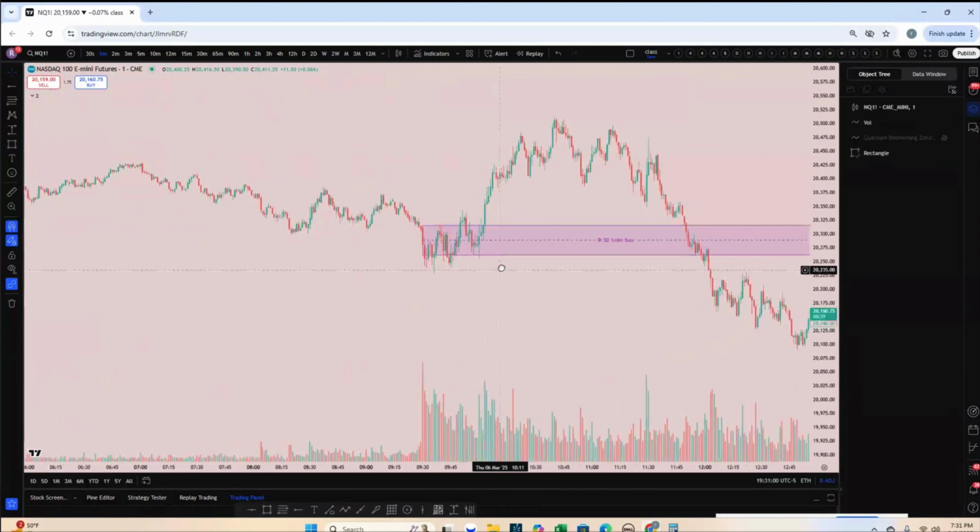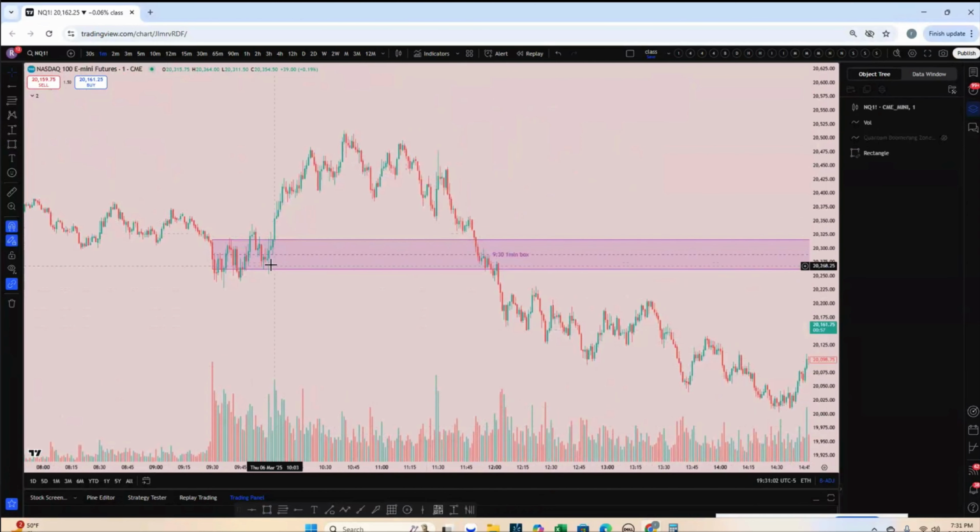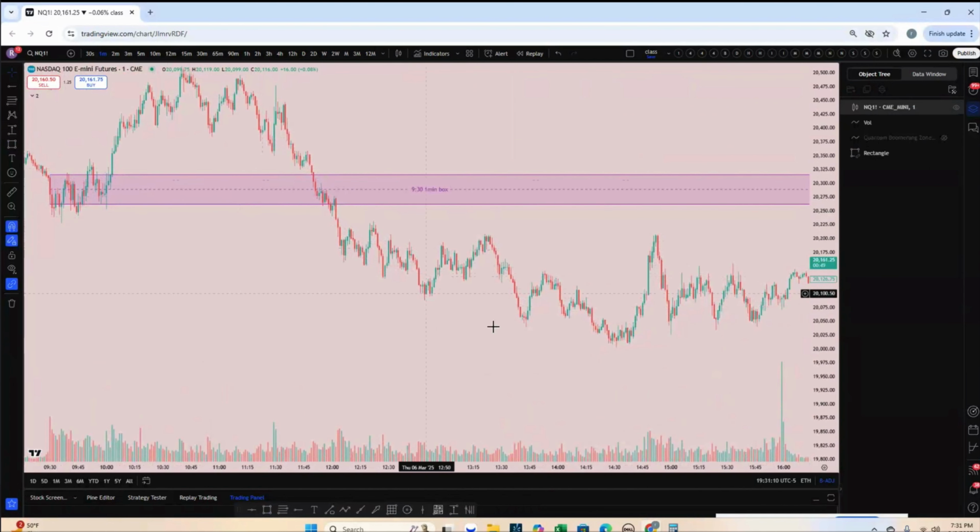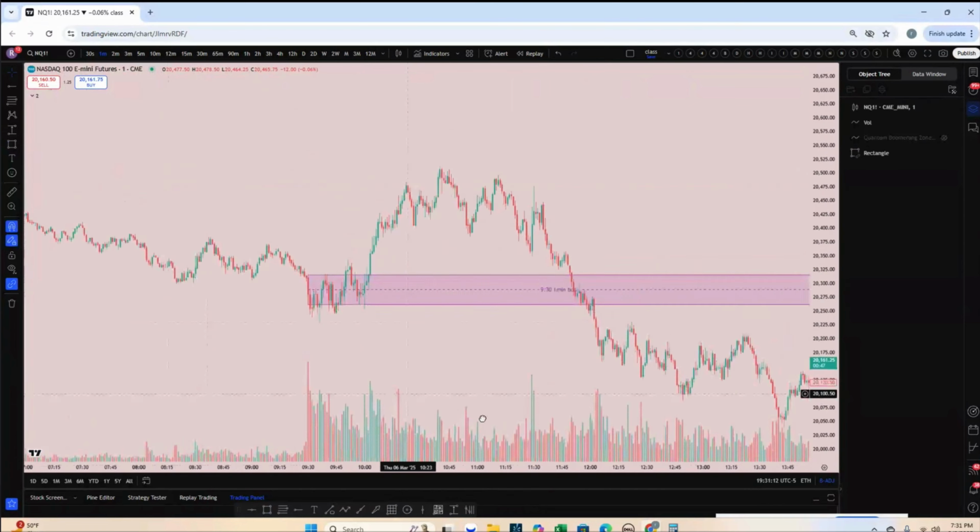If we range, a lot of times what you'll notice is we'll stay in here. We'll push out, we'll come back in, we'll make a decision. Either we're going to stay there, or we'll come back down, or we'll reject it.